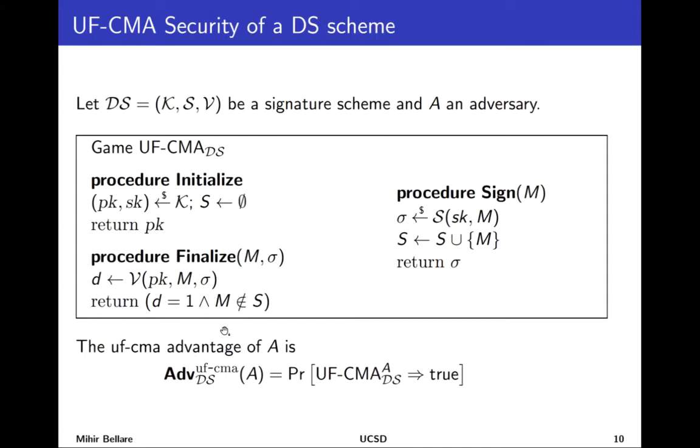So we add the condition here that messages are not allowed to belong to the set S, where S is everything that you've queried to this oracle. And so the intuition is pretty simple. Anything you have not requested a signature of is fair game to forge.